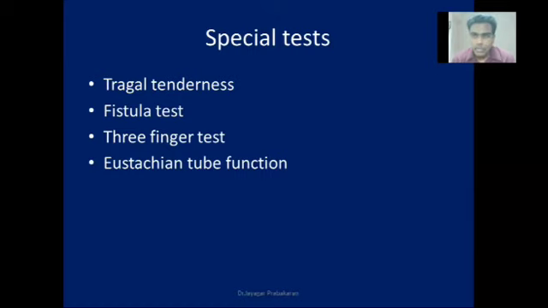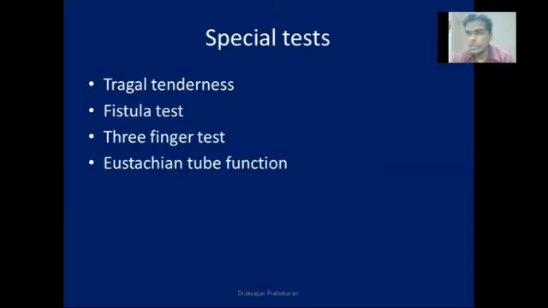Next is the fistula test. What is the fistula test? You give intermittent pressure over the tragus. Intermittent is give and don't give, like keep repeating this. When you do the fistula test, the patient can have nystagmus or vertigo if there is a fistula in the semicircular canal. Next is the three-finger test. You use the thumb, index finger, and middle finger to give pressure over the conchal bowl, or the mastoid body and tip of mastoid, to find out whether there is mastoiditis, lateral sinus thrombosis, or tip cell mastoiditis.